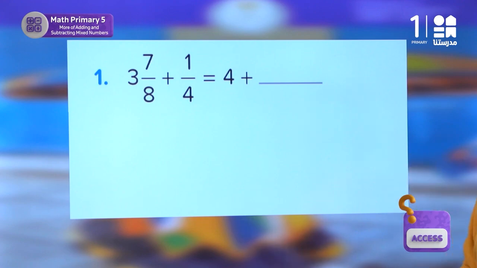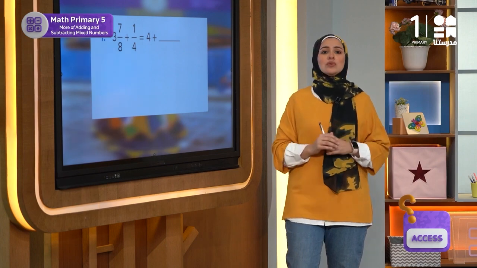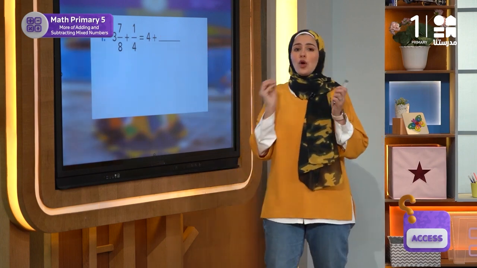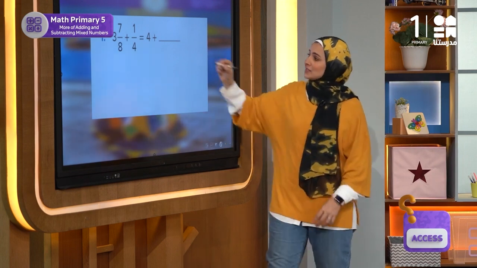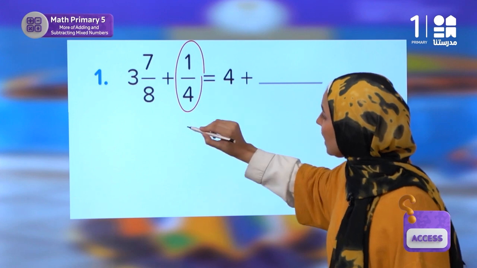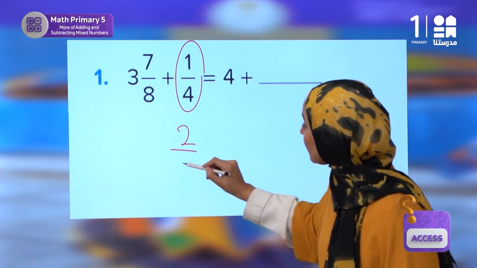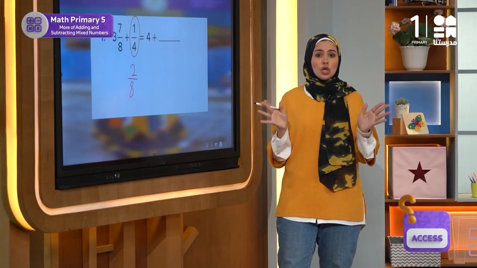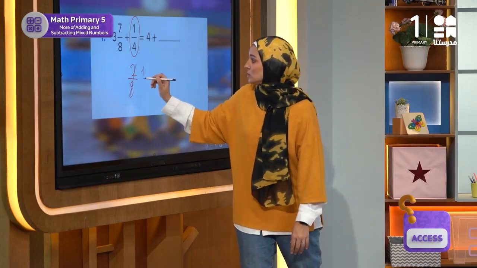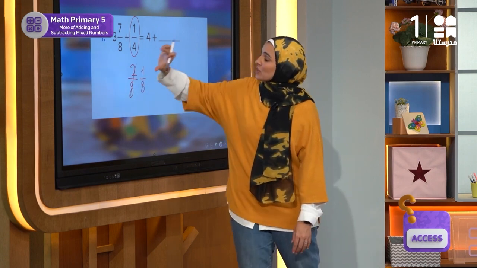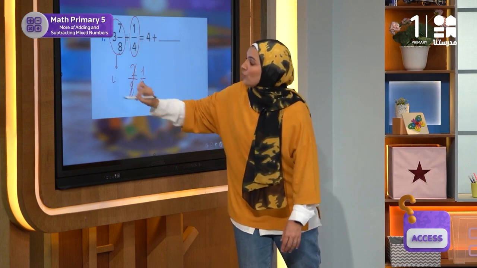But the question here is, from where can we take the 1/8? Exactly, we will take it from the 1/4. Why? Let me explain in detail. I know that 1 over 4 is 2 over 8. So, if I take 1 over 8 from it, this number now becomes 1 over 8. And I will take the other 1 over 8, add it here, so this number becomes 4.